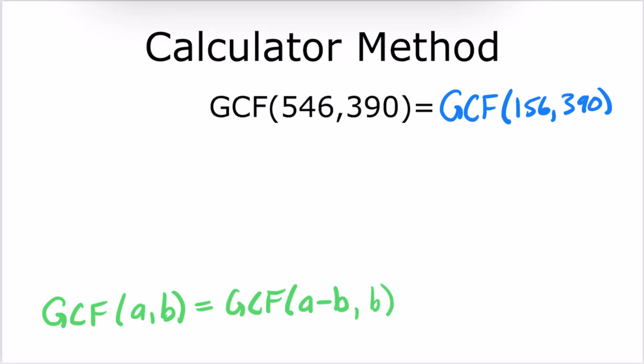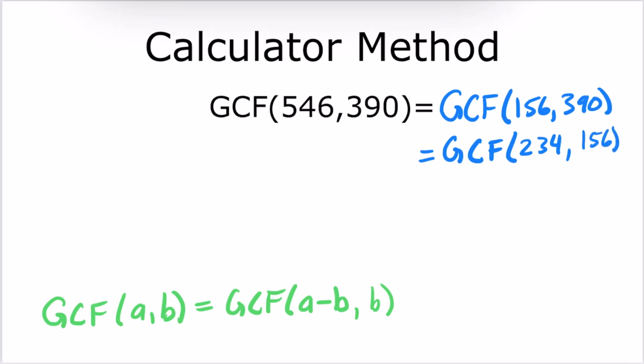Then I could apply this again, and I could say this greatest common factor is equal to the greatest common factor of the bigger number, which is 390, minus 156, which is 234, and the smaller number, which is 156.